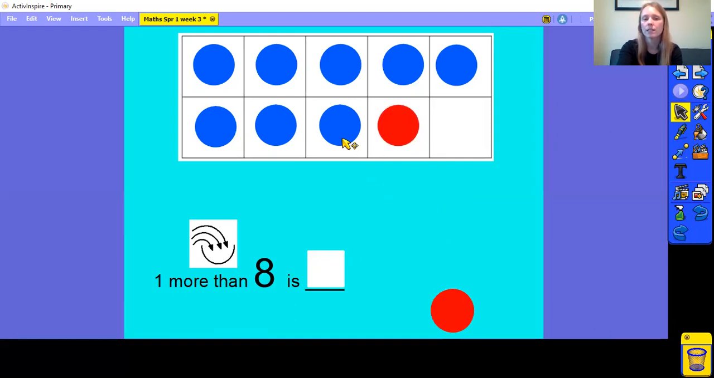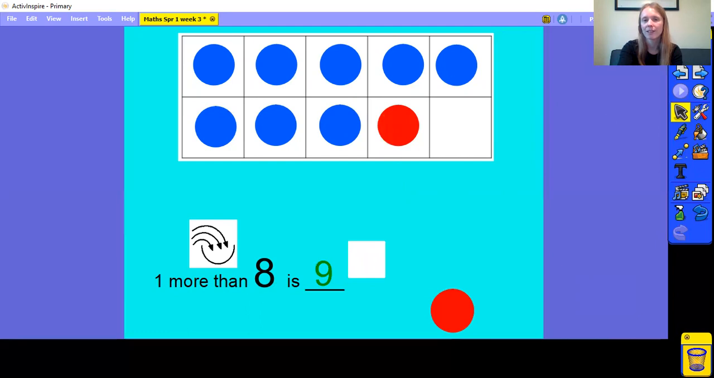First, I had 8 blue counters. Then I added 1 more counter, the red one. Now, how many do I have all together? We need to count all of the counters to find out. 1, 2, 3, 4, 5, 6, 7, 8, 9. We have 9 counters now. 1 more than 8 is 9.